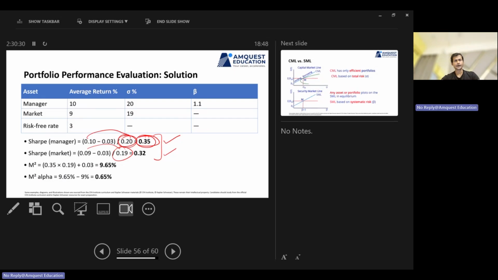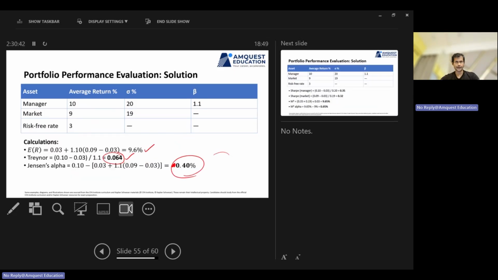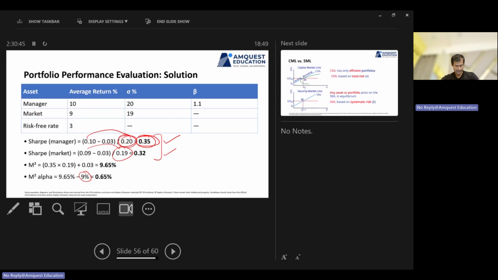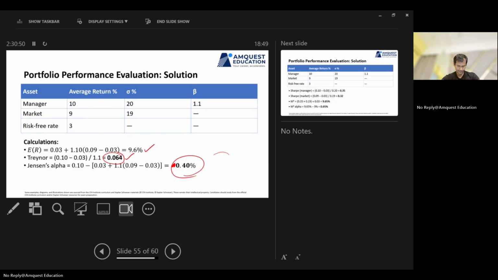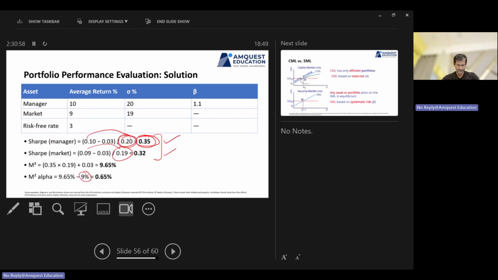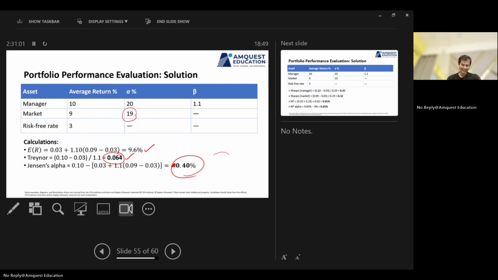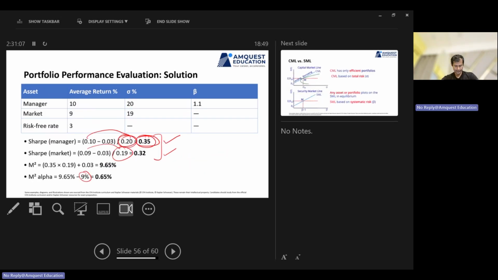Now here, what is the market return you're earning? 9%, correct? And potentially, what is the M square you are making on the stock? M square, go back to the equation. You have a Sharpe of 0.35. Deviation is 19%. What is the deviation of the portfolio? 20%. Market deviation is 19%, right? And what is the overall Sharpe ratio?